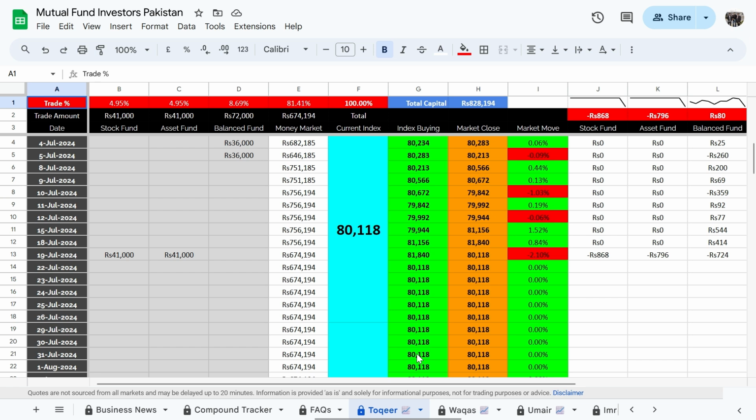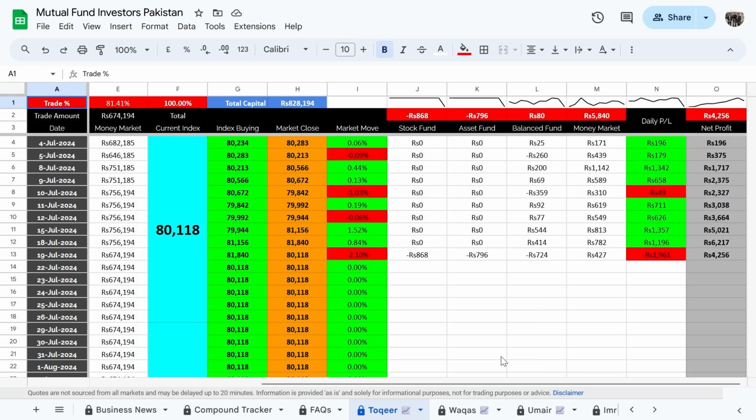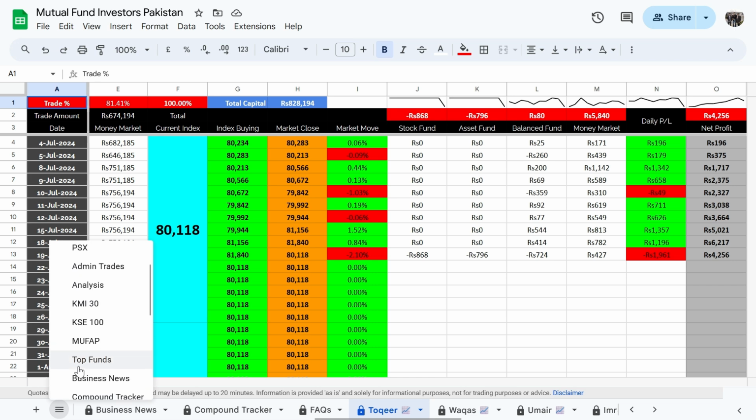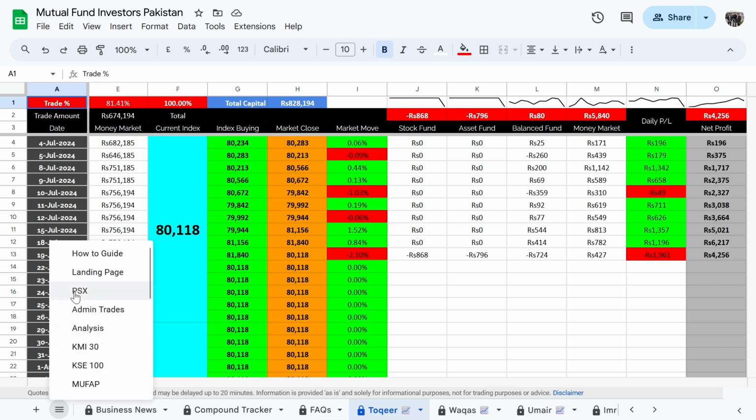When you become a member, all you have to do is to add your capital in the fourth row. For example, this member added $36,000 in the balanced fund on the 4th of July, and then he had this much left for the money market. Once the capital is added, your profit loss will automatically be calculated on the right section of the sheet.